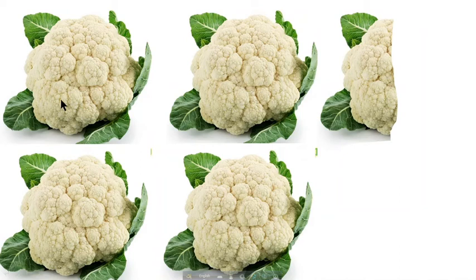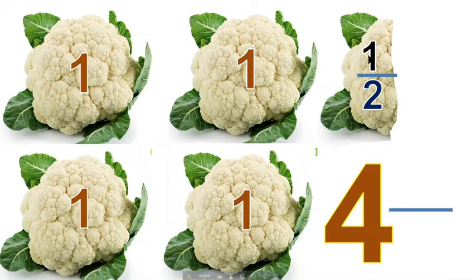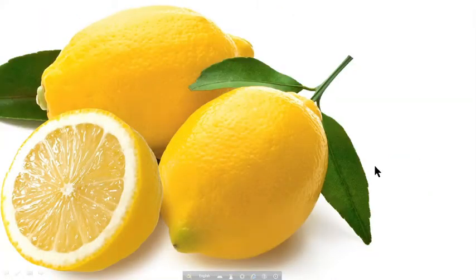Next, here we can see 4 full cauliflowers. One full cauliflower, similarly one full and one full. That means 4 full, 4 integer, 4 full parts. That means 4 integer, and it's a half cauliflower. So we have got the fraction 4 integer 1 by 2.